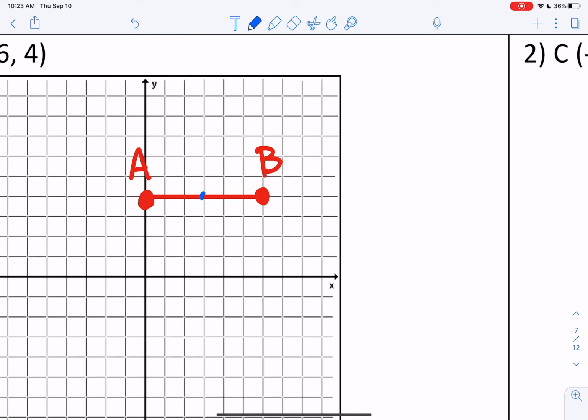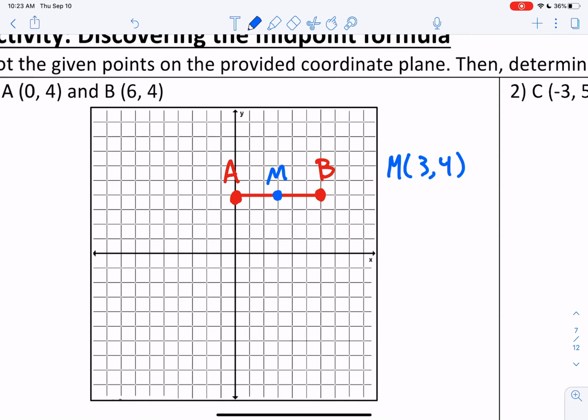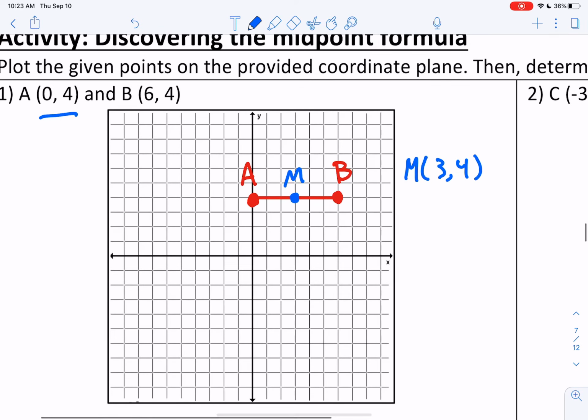So let's go ahead and draw that in. And I'm going to call that point M for midpoint. All right, and again, that point is going to be, my x-coordinate is 3, and my y-coordinate is going to be 4. Okay, so looking at my 2 points, I have (0, 4) and (6, 4). The midpoint is exactly halfway at (3, 4).